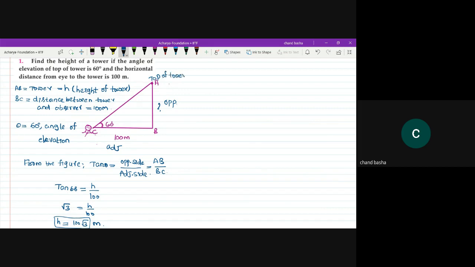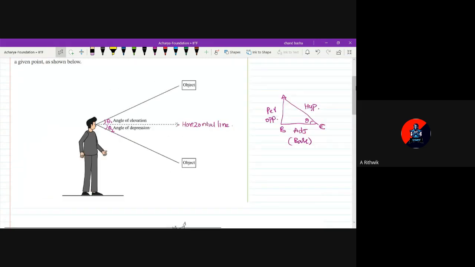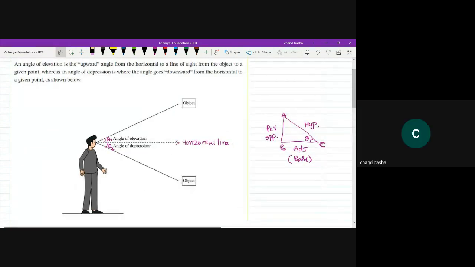And point B is what? Base of the tower. The distance between a person and the base of the tower is 100 meters. This is clearly given to you. Distance from the person to the tower is 100 meters. AB is the tower, sir. That's what I'm telling. AB is the height of the tower. You have to understand this definition and figure.